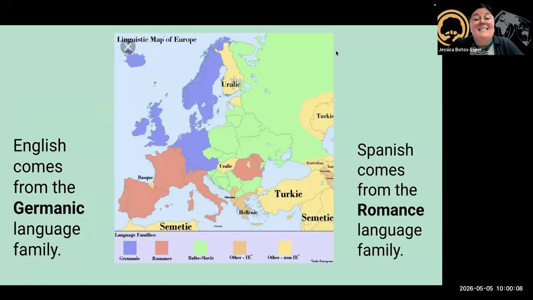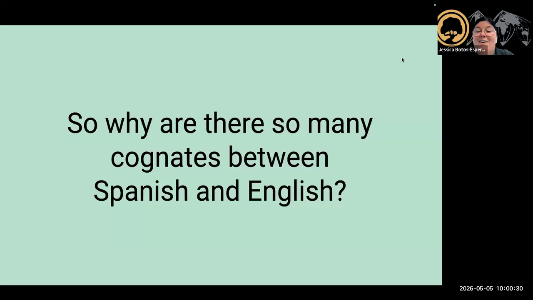Now, here's where it gets interesting. English actually comes from a Germanic language family, and Spanish comes from a Romance language family. So you might be thinking, wait, if they come from two different language families, why do they look so similar sometimes? Great question. Why are there so many cognates between Spanish and English?